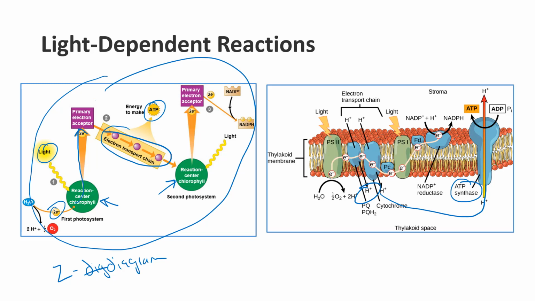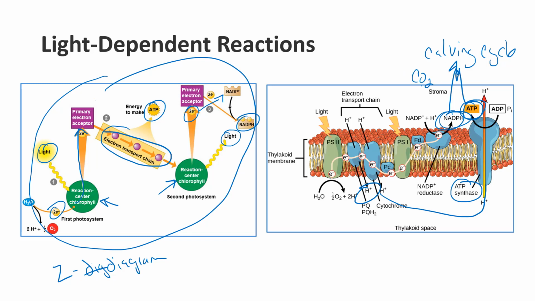And then those low energy electrons are boosted up a second time, more light's needed for that, and then these high energy electrons are used to reduce NADP plus to NADPH. So where is the ATP and NADPH going, right? And if you guessed the Calvin cycle, you guessed correctly, right? So the Calvin cycle needs ATP, it needs NADPH, and it needs CO2, right?